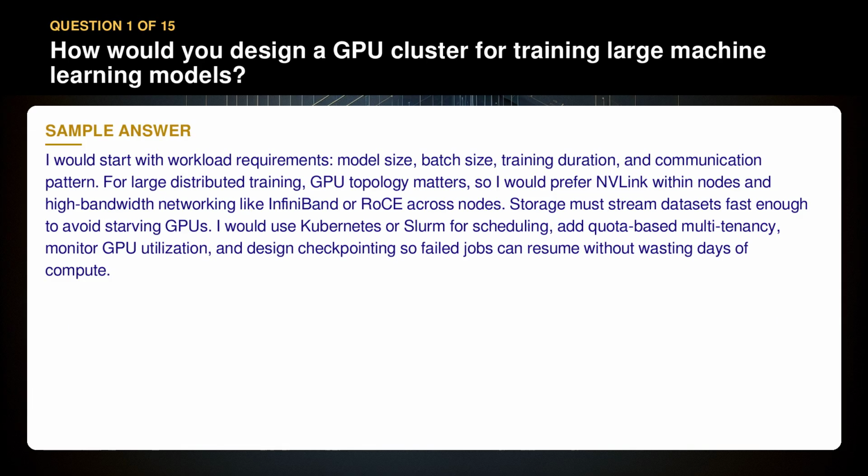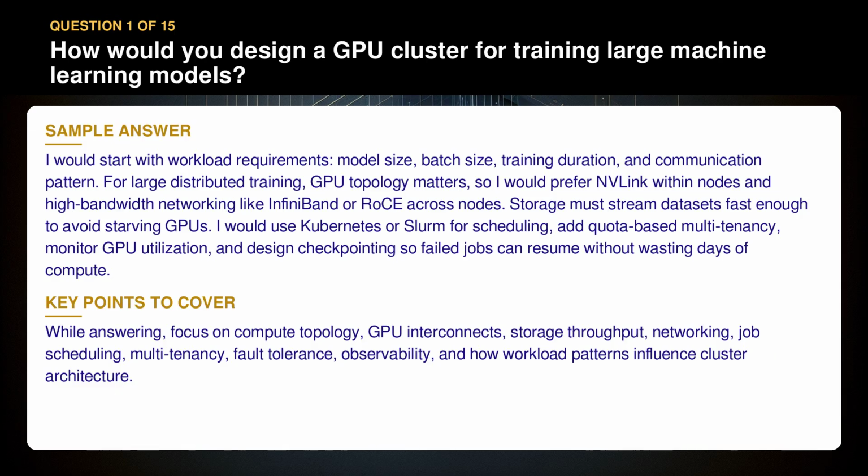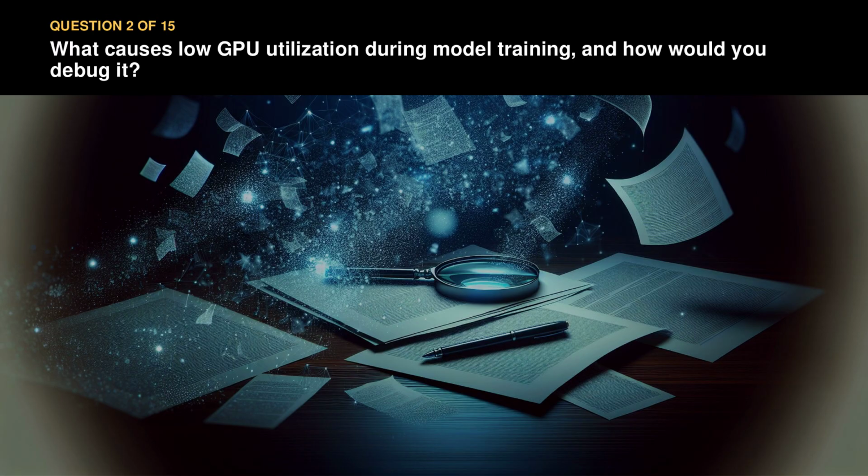Storage must stream datasets fast enough to avoid starving GPUs. I would use Kubernetes or Slurm for scheduling, add quota-based multi-tenancy, monitor GPU utilization, and design checkpointing so failed jobs can resume without wasting days of compute. While answering, focus on compute topology, GPU interconnects, storage throughput, networking, job scheduling, multi-tenancy, fault tolerance, observability, and how workload patterns influence cluster architecture. Question 2.